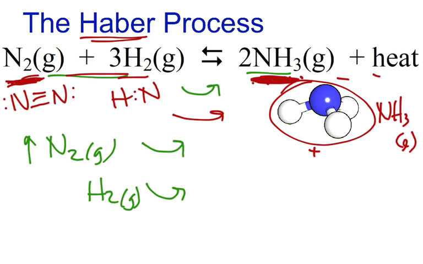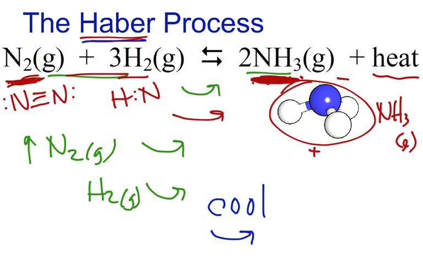Now the other part is temperature. If you were to go through this and say, what can you do to the temperature to shift this to the right, then the idea is cool it down. And if you cool the reaction, you're removing heat, and that'll shift the reaction to the right. The problem with that is that it also slows down the reaction significantly.